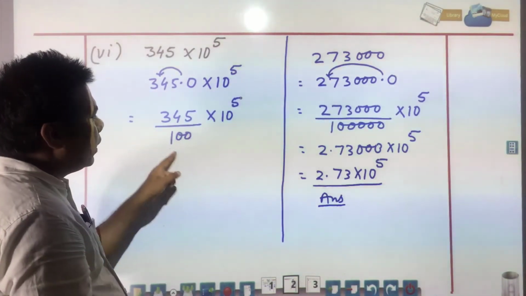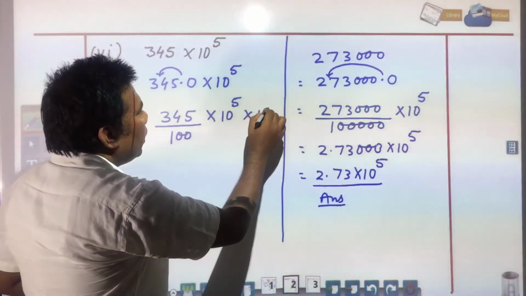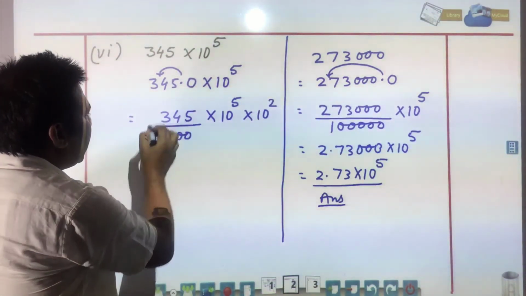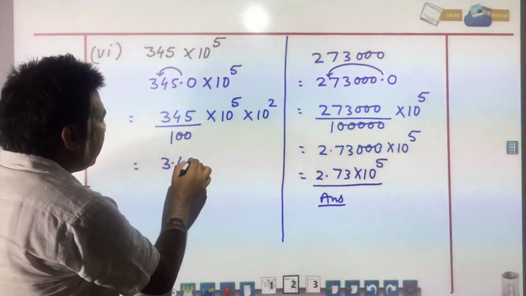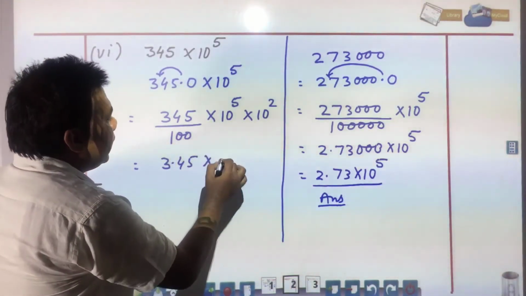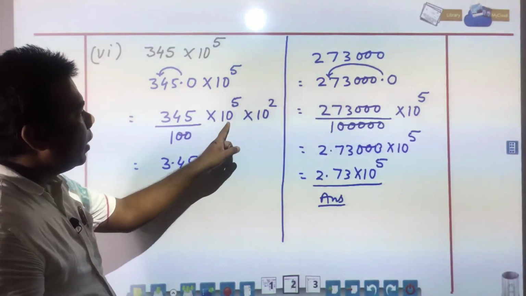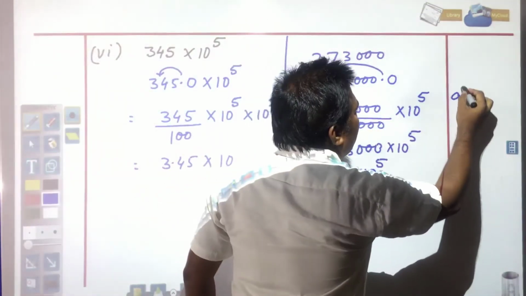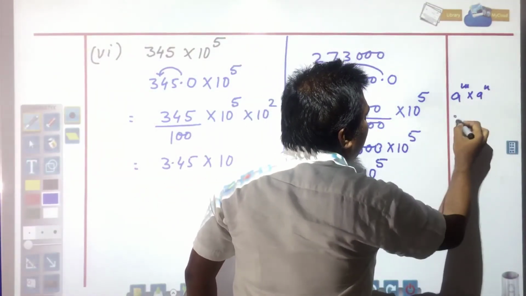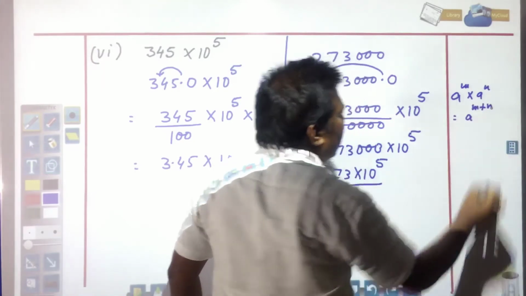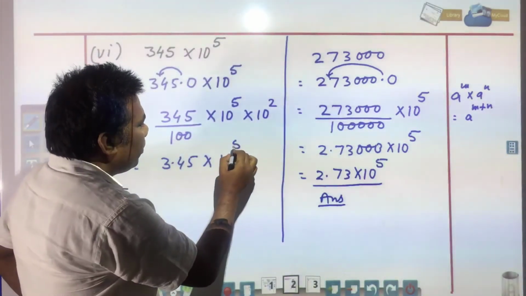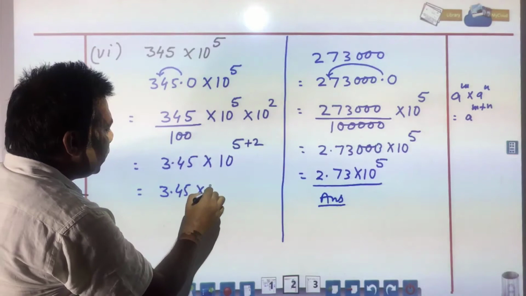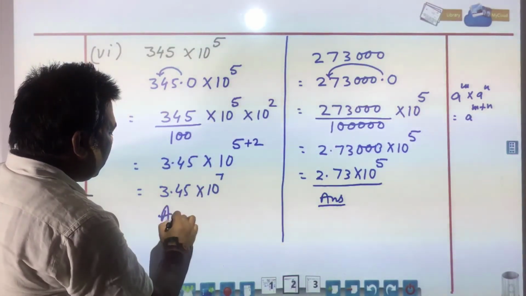This number you have divided, so this is required to be multiplied also. Now this number became 3.45 into, using the exponent formula, 10 to the power 5 into 10 to the power 2. It means a to the power m into a to the power n will be a to the power m plus n. So this will be 5 plus 2, and finally you will get 3.45 into 10 to the power 7, and this will be your answer.